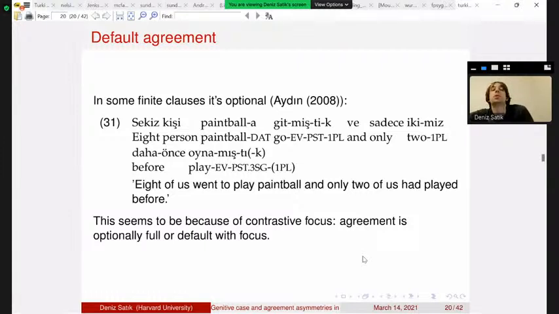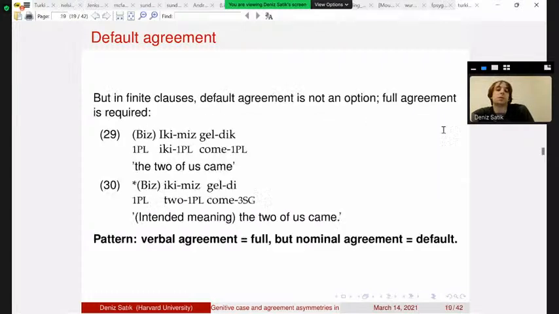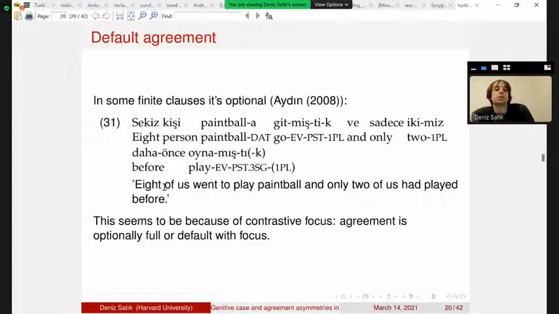I've had multiple comments from people. I think there's one person actually investigating the semantic difference in cases like this, where there seems to be a semantic difference between when you get default agreement and when you get full agreement. So there's definitely much more to say regarding that. In the most recent draft of my manuscript, I acknowledge that and leave it to future research, because I admit there's a lot more to say here.